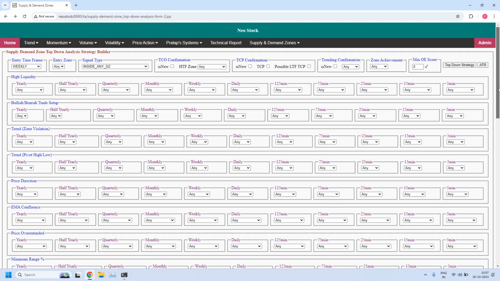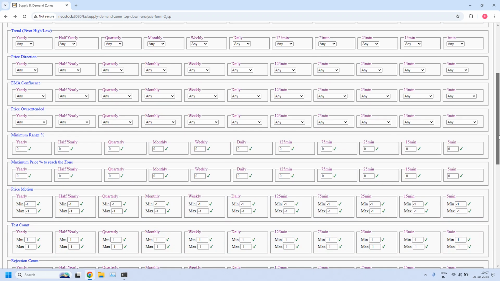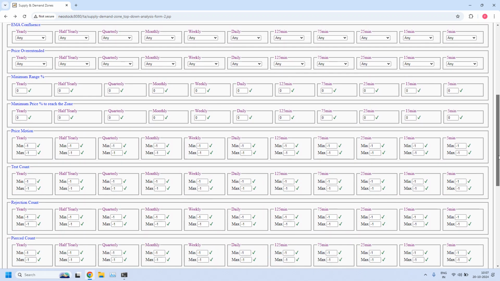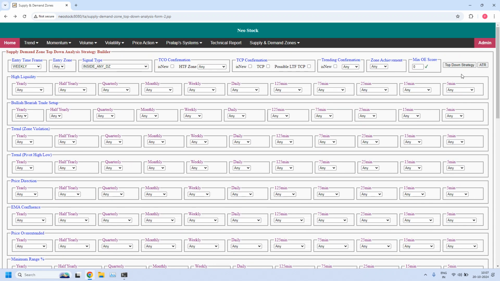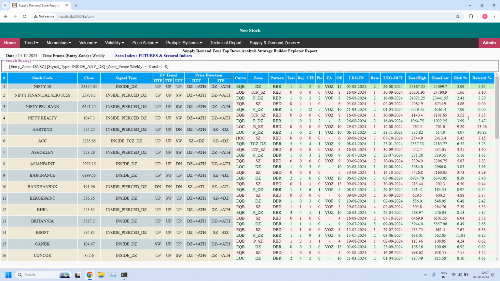First, I want to eliminate the pierced demand zones. So I want to set the pierced count, because we are using weekly zones, the minimum value should be 0, maximum value should be 0. That indicates pierced count should be 0. Pierced count 0 means the zone is not pierced. Now let me filter the demand zones which are not pierced zones, but prices are currently closed inside the weekly demand zone. Still we got a big list.